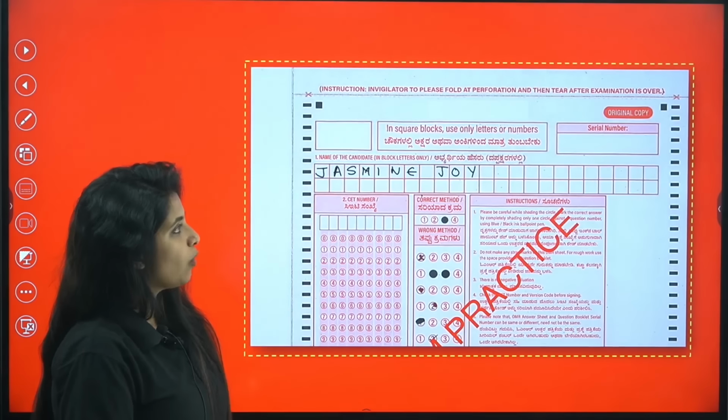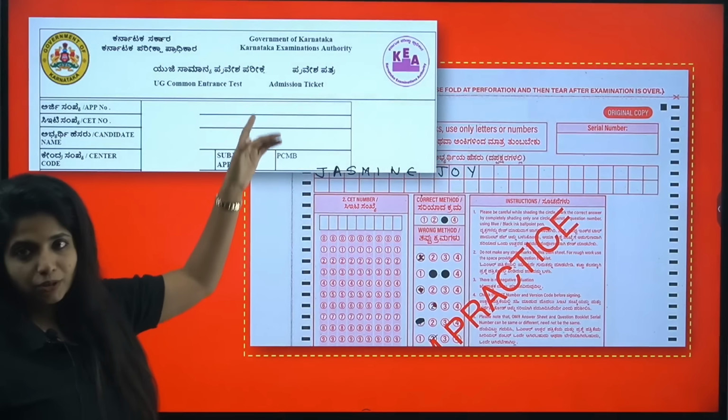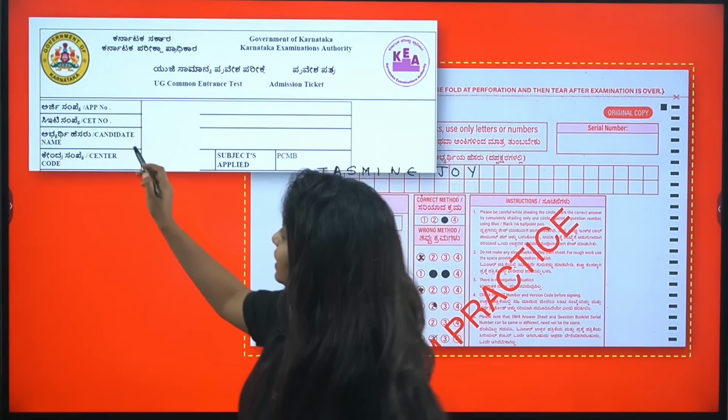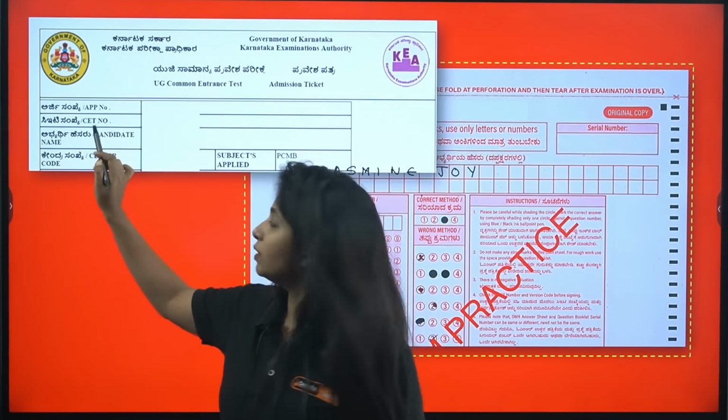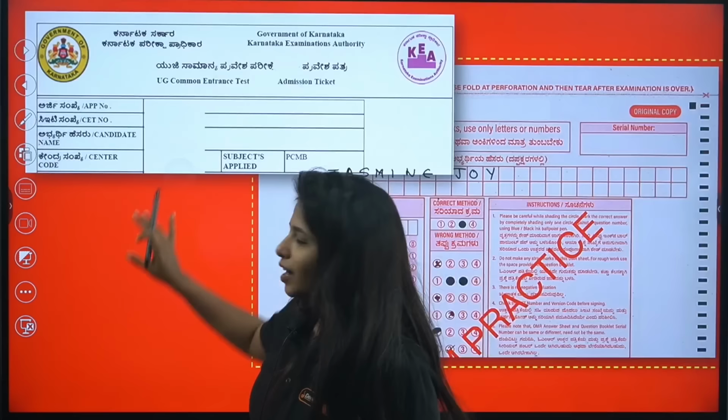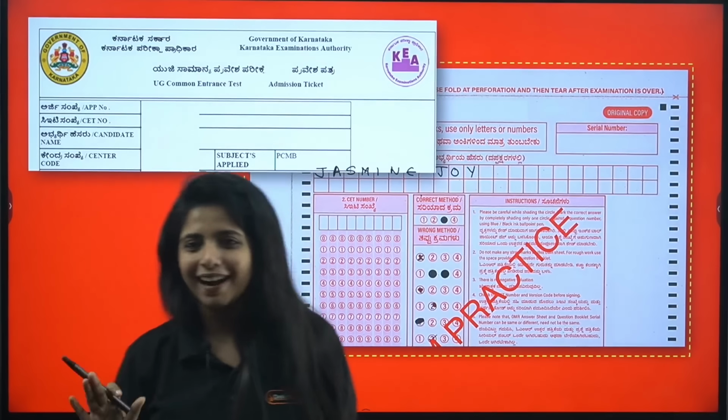Baba, if at all you have seen your admit card, now this is the admit card of the previous year anyways. In your admit card also you can clearly find the CET number. Wherever it is, just find it out. You are allowed to carry the admit card, so you do not need to memorize the number.